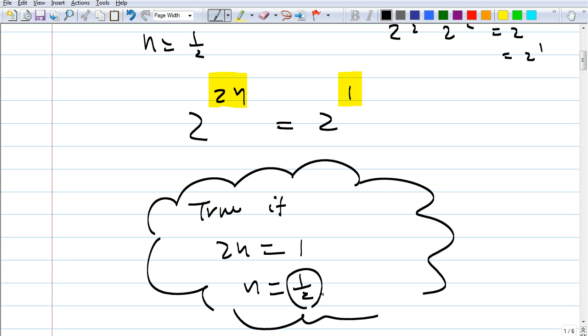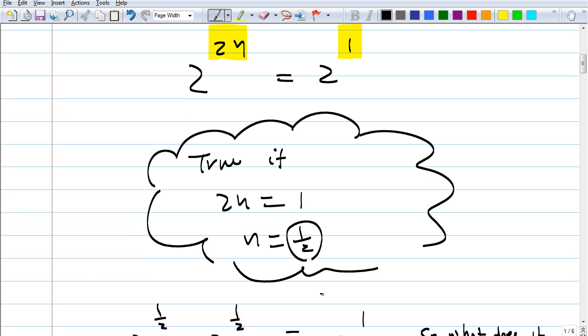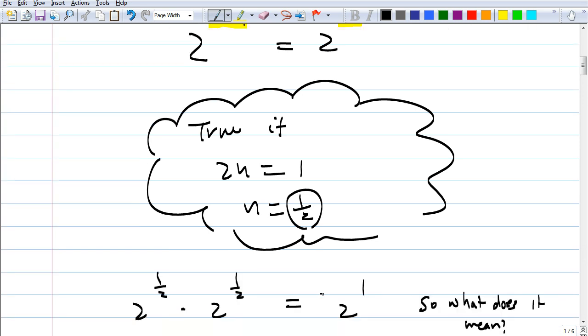Now if this is true, what does 2 to the half power really mean then? So this is what we got, right? 2 to the half power times 2 to the half power, we got 2. By the way, is 2 to the half power the same number as 2 to the half power? Are these two numbers the same? Yeah, we don't know what they are yet. But yes, they are the same number, aren't they? Now, what do you think 2 to the half power means?